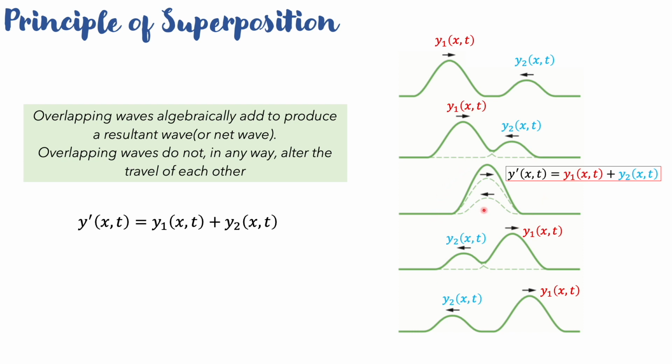So this one is the first sentence of the statement, and the second one is related to the second part. At first, when they superimpose, their amplitudes algebraically add to give a resultant wave, and after that these both waves do not alter each other's travel. So they keep on traveling unaltered once they have passed or crossed from that point.